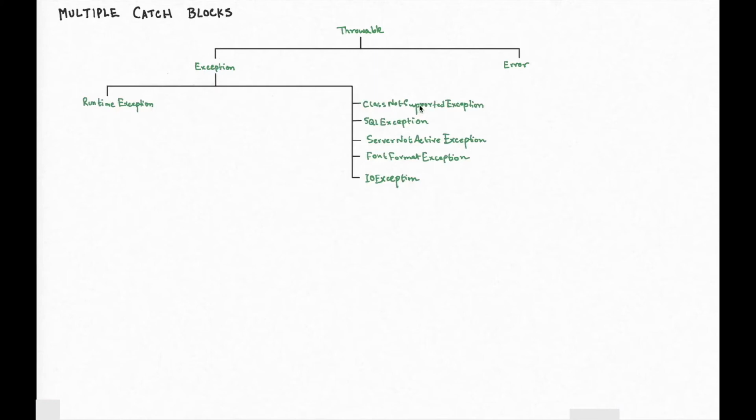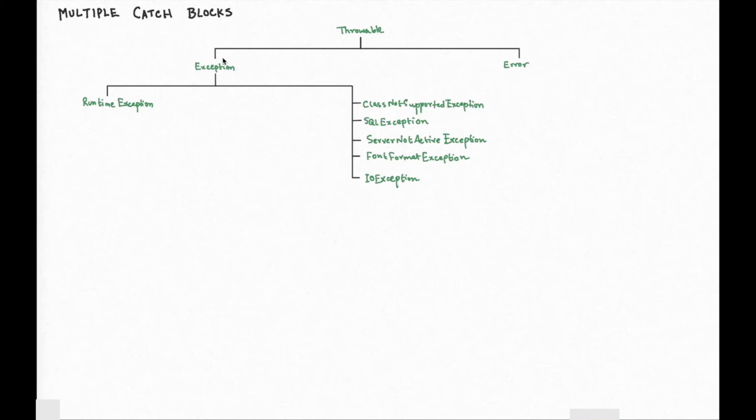Underneath exception, we have many subclasses of exception. We have class not supported exception, SQL exception, IO exception, runtime exception. We have a lot of exceptions, and these are all checked exceptions. Runtime exception and error are unchecked exceptions. So we discussed this in the previous video, but keep that in mind because it is very important.